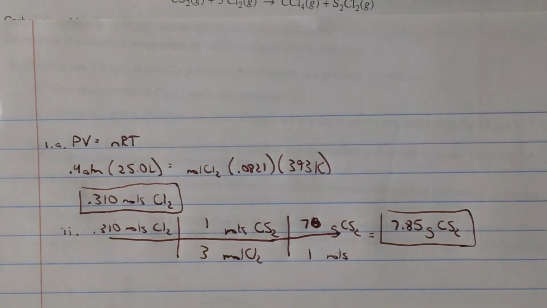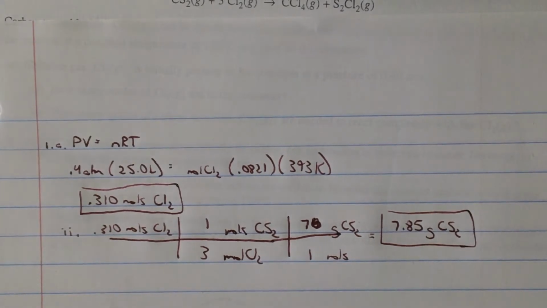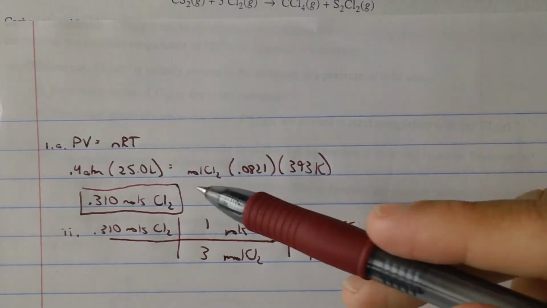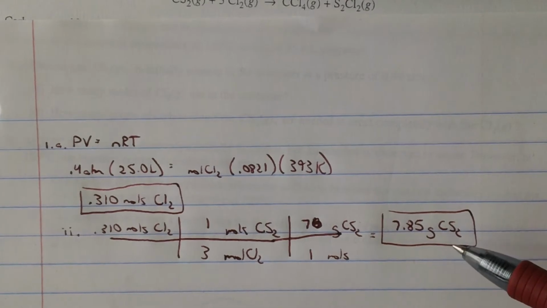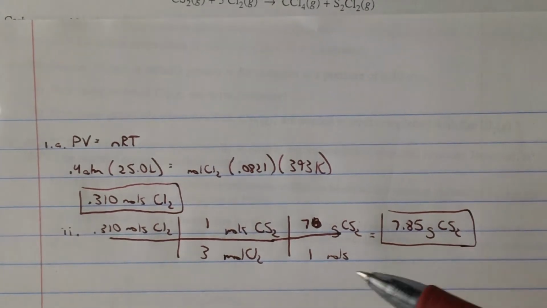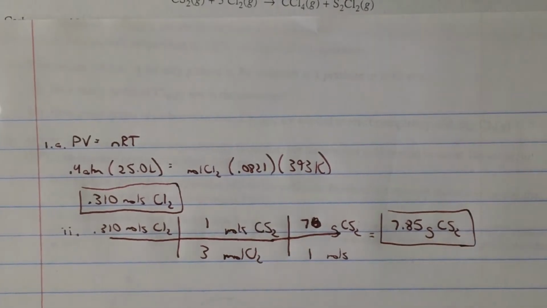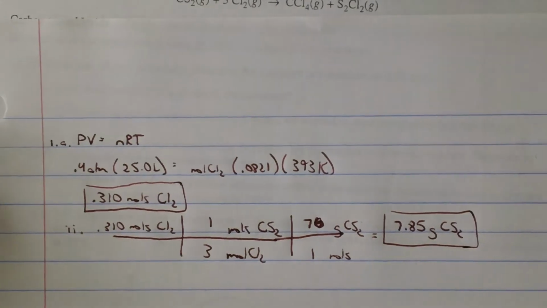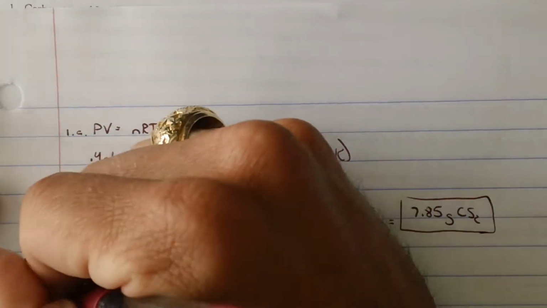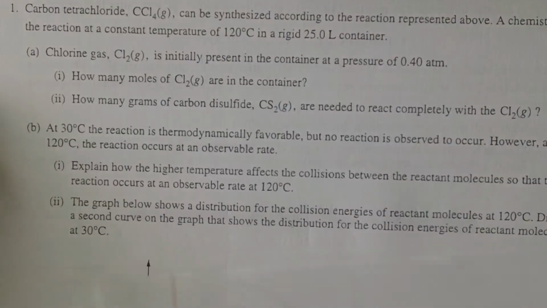Pretty painless in part A. You get a point for PV equals nRT. You get 2 points for this. You get a point for using the correct mole ratio, so the 3-to-1 ratio, and then you get a point for the mass of carbon disulfide. And we're on to part B.